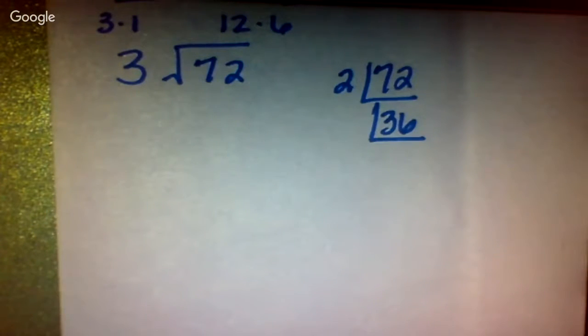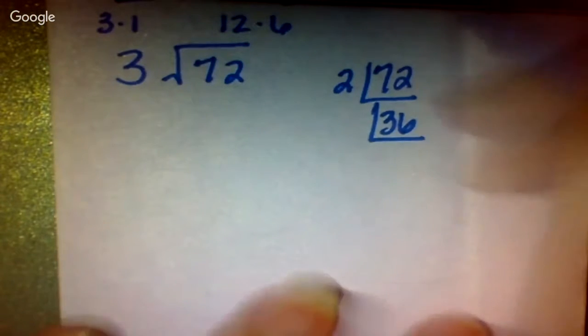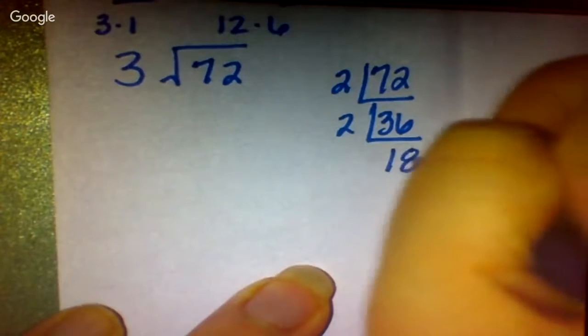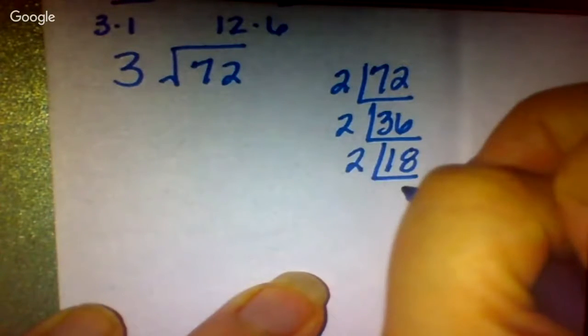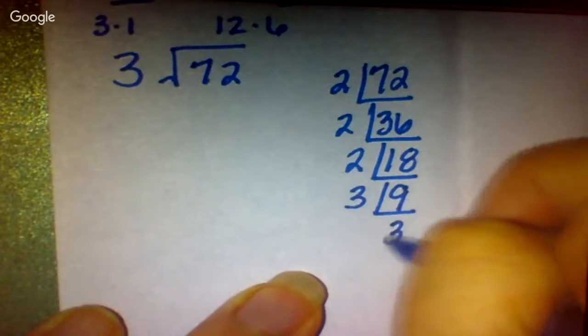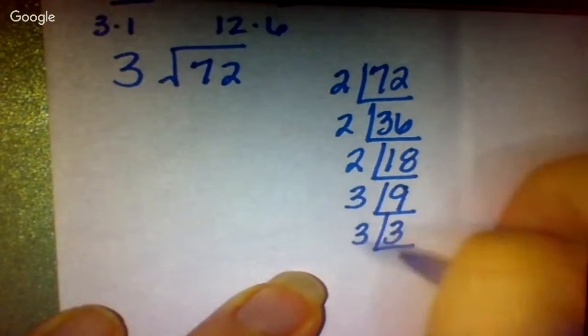I need a prime number. 2. Or you could have done 3. It does not matter. So, 2, if I divide by 2, I'm left with 18. Okay. So Marlon said another 2, and we're left with 9. Three. Caleb says 3, and we're left with 3 and 3 and 1.